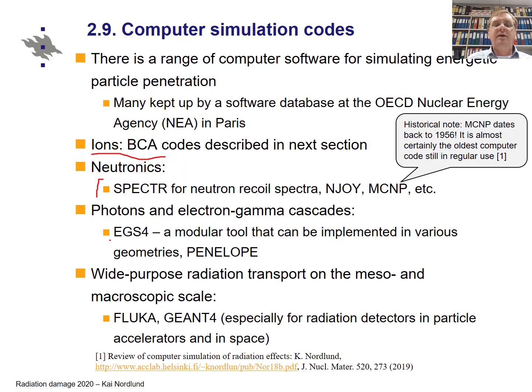For photons, there are a different set of codes which can simulate this photon and electron gamma cascade. Probably the most used one is EGS4, which is a modular tool which can be implemented in different geometries, and also PENELOPE and other software. And then for radiation transfer of really high energy ions, we're talking hundreds of MeVs, GeVs, there are codes which are used for this, especially the GEANT4 code is used a lot to study radiation detectors in particle accelerators and in space. And these are used at high energies. At very low energies, these are not fully useful anymore. This can be used for many different ions, photons, more exotic particles, and so on.